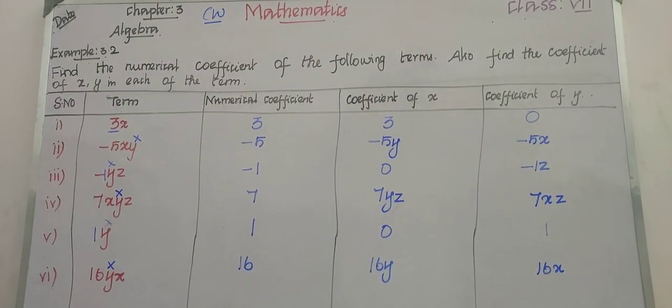That's all about this sum. Very easy, right? Simply, the numerical coefficient means the constants, simply the numbers in that expression. And the coefficient of x means simply we should leave x, and all the remaining terms are the coefficient of x. And what is the coefficient of y? Leaving the y term, all the remaining terms, the variables and constants, are the coefficient of y. Okay, children, is it clear? Copy this in your classwork notebook.